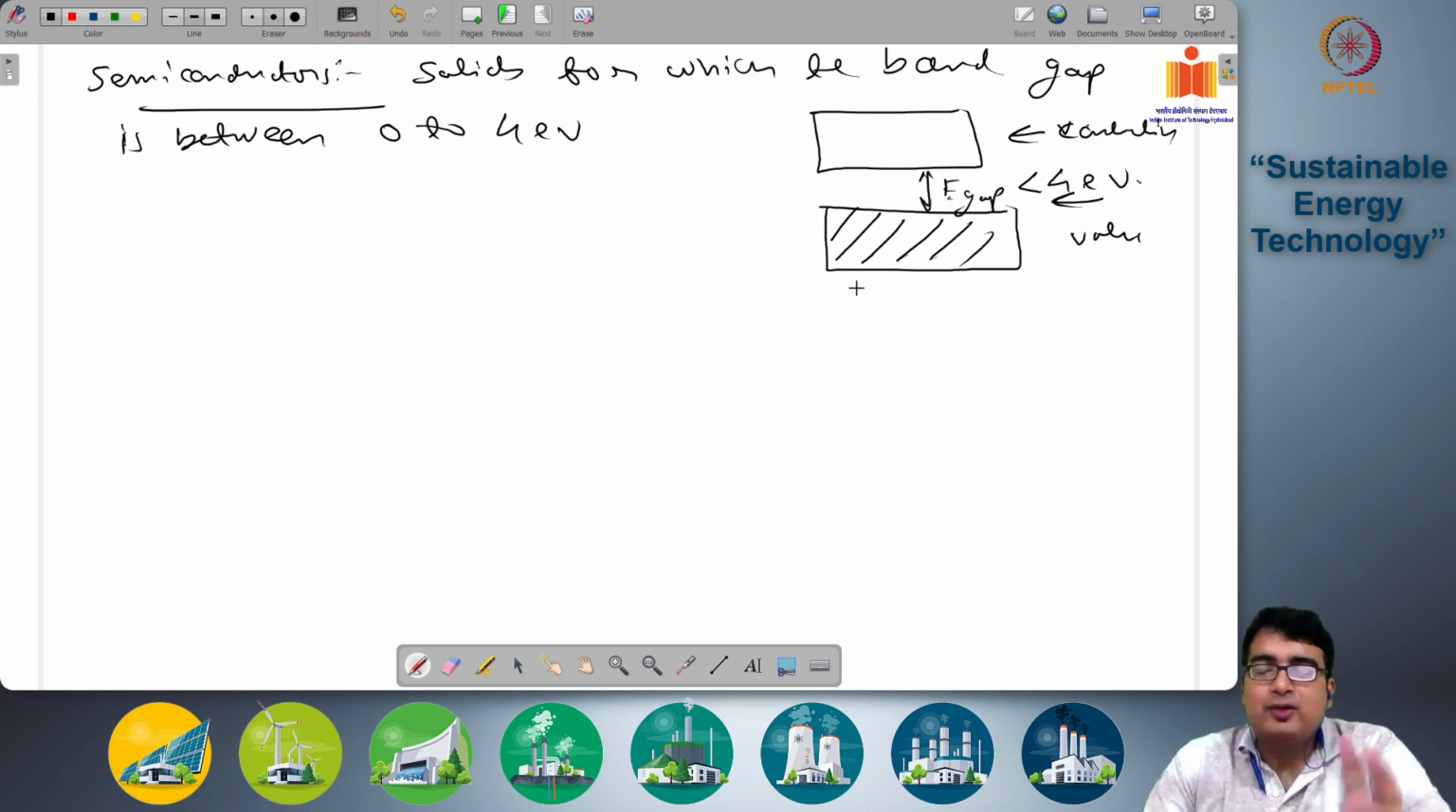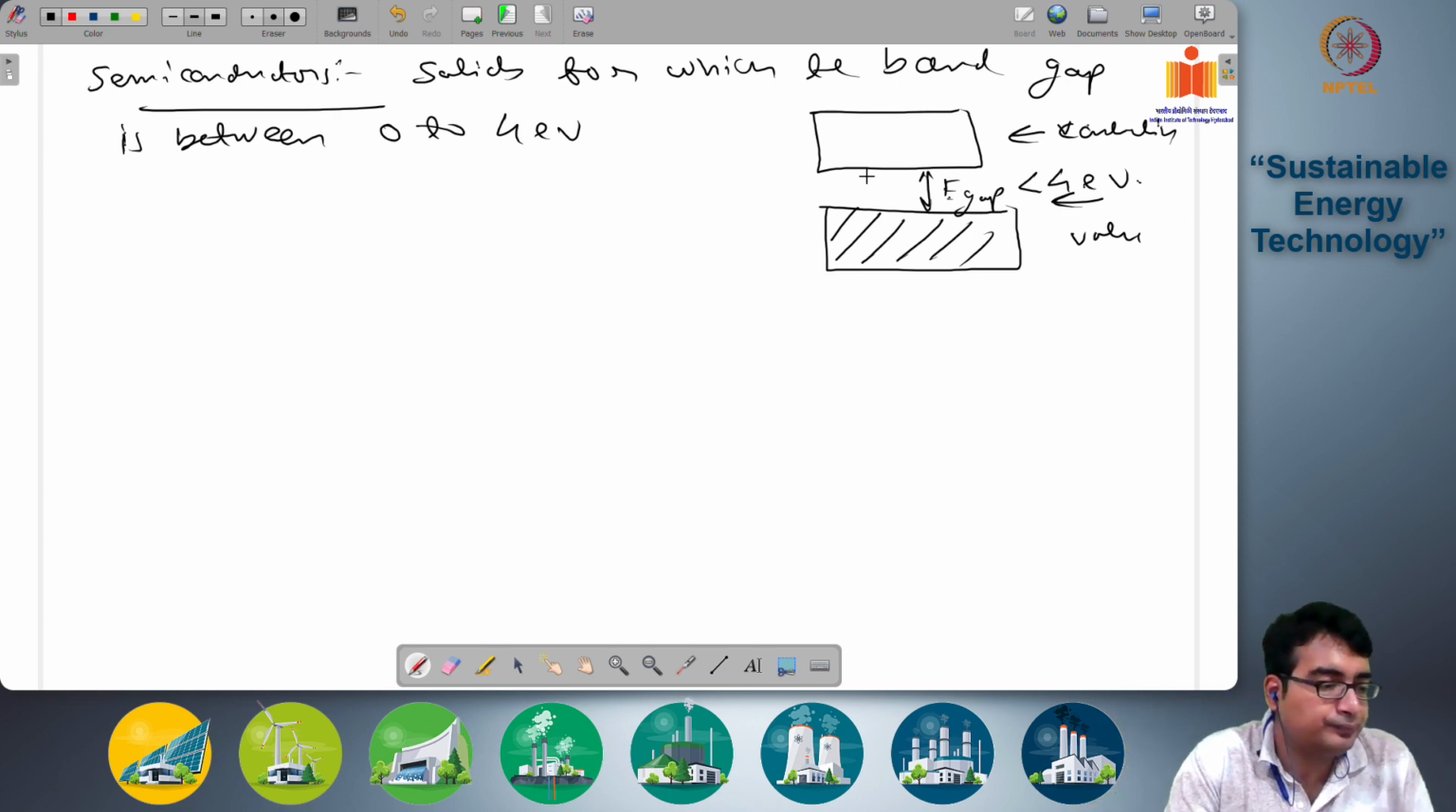And hence, what happens is, at 0 kelvins, there are no electrons in the conduction band. However, as the temperature rises, the thermal energy available to the electrons makes it possible for some of the electrons to have enough energy to move into your conduction band. So you will have some electrons in the conduction band and some holes in the valence band, especially at reasonably high temperatures. So these semiconductors can conduct electricity to some extent, especially at high temperatures. Okay.